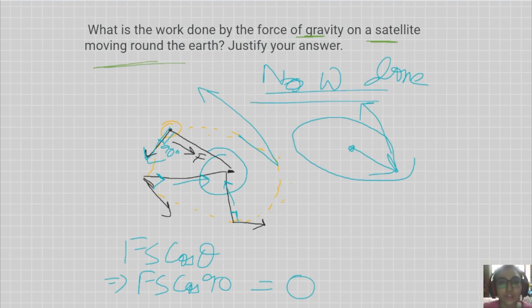Okay, so you'll get questions like this, so make sure that you highlight why, even though there is force and displacement, the product of them comes to 0, because of this cos component and because the angle is 90 degrees.